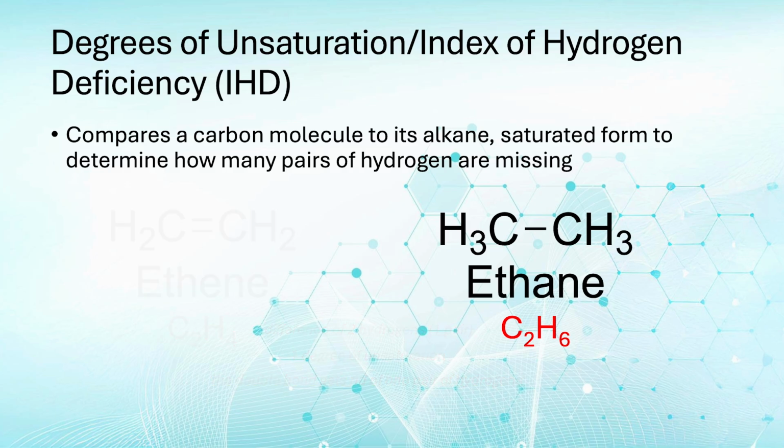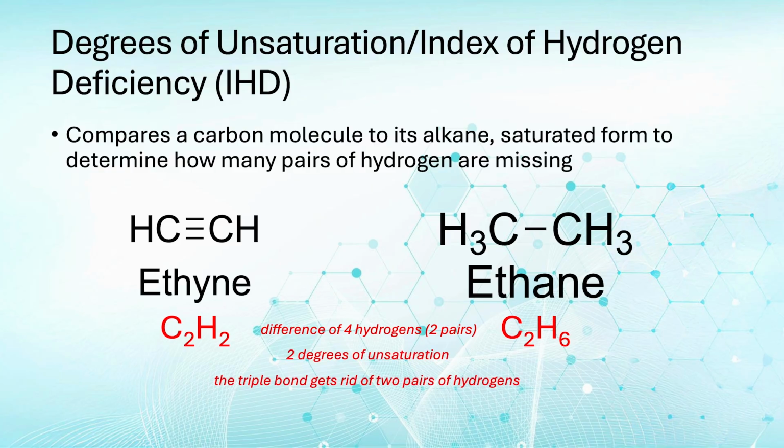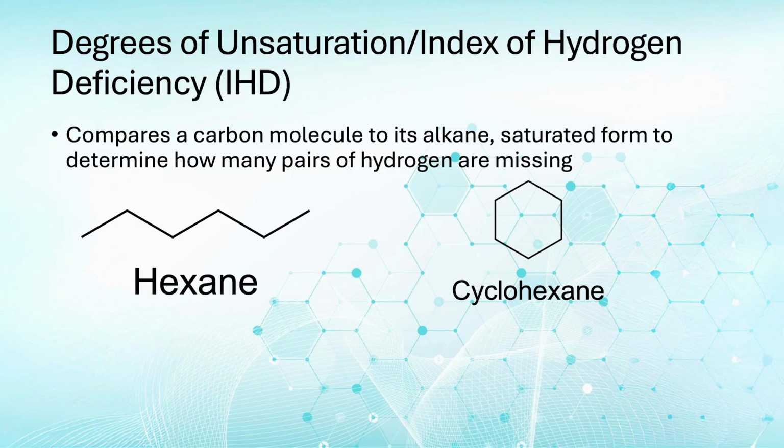Let's try to compare ethyne to ethane. The molecular formula would show that there is a difference of 4 hydrogens, or 2 degrees of unsaturation. That also makes sense, since ethyne has a triple bond that ethane doesn't. Notice that when we consider missing hydrogens, we consider a pair of hydrogens as 1 degree of unsaturation. That's important going forward.